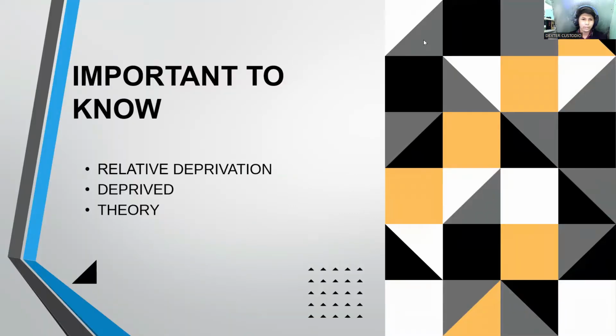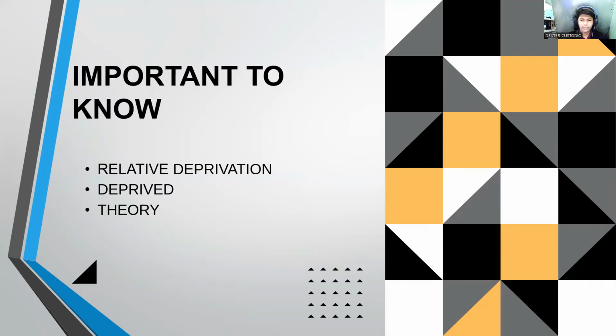We have three important things to know here. I will define these three. First, what is relative deprivation? A person who is much better off than others but still feels deprived in comparison with even more fortunate groups. An example of this: a group of gay people join the same-sex marriage movement in order to acquire the same legal conditions of marriage enjoyed by straight people.